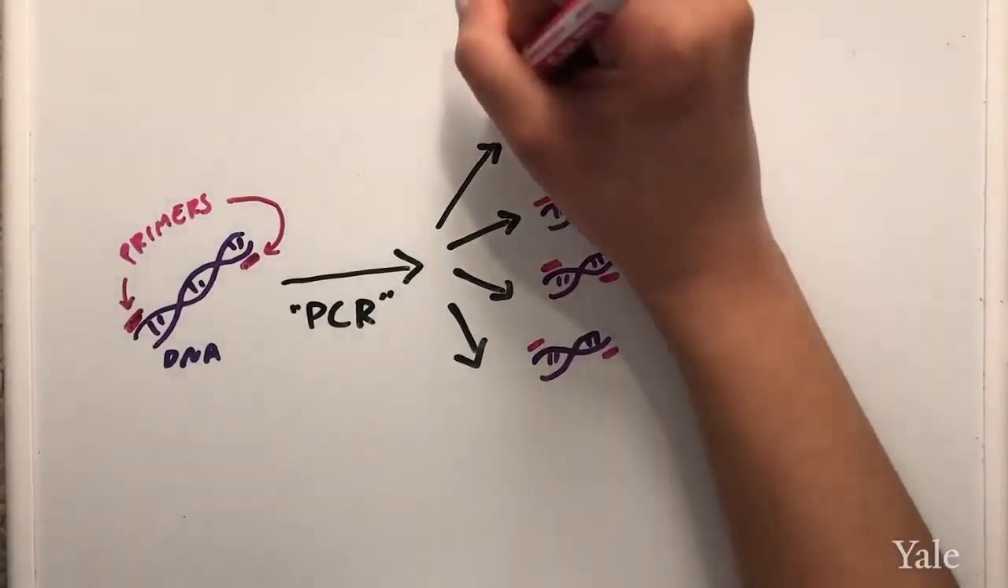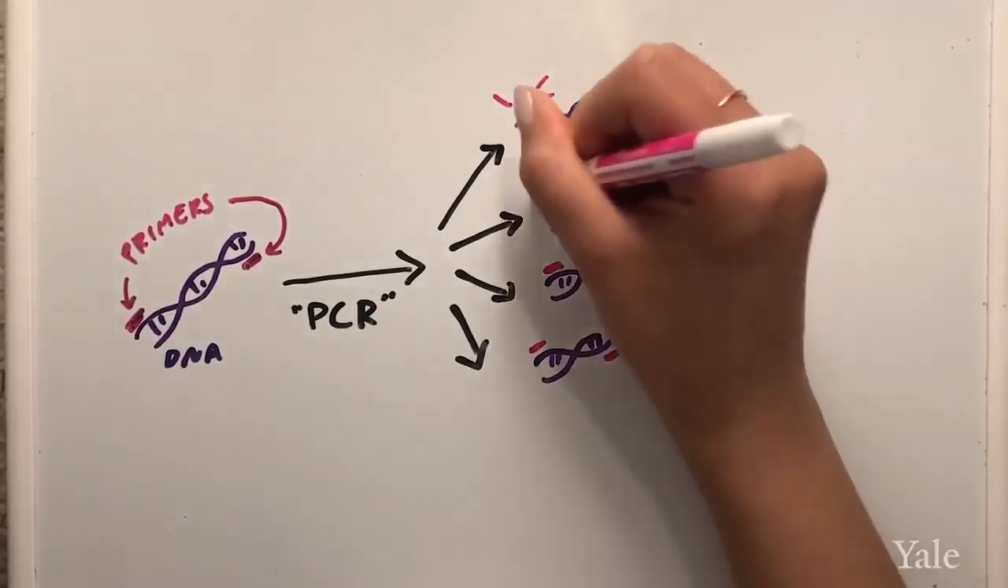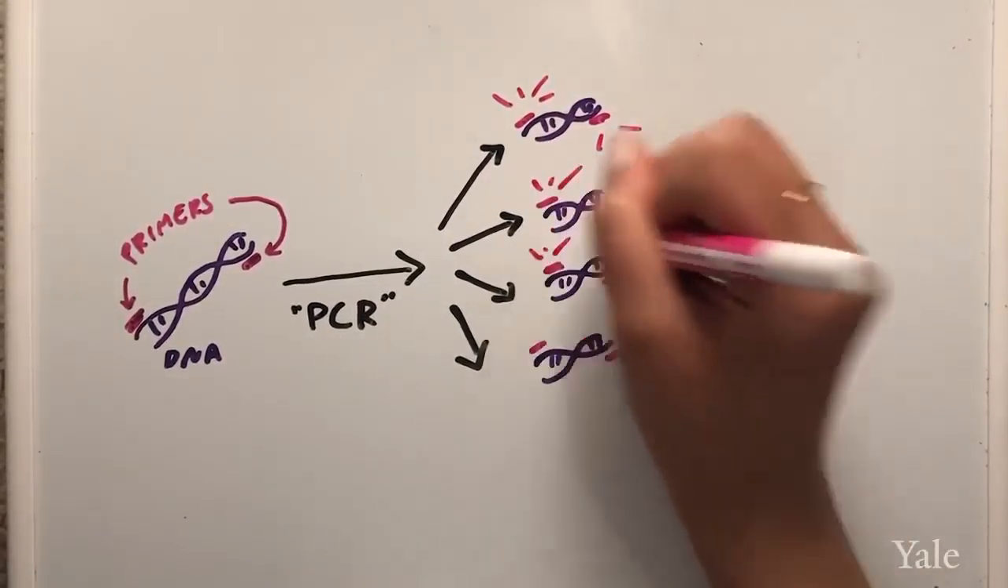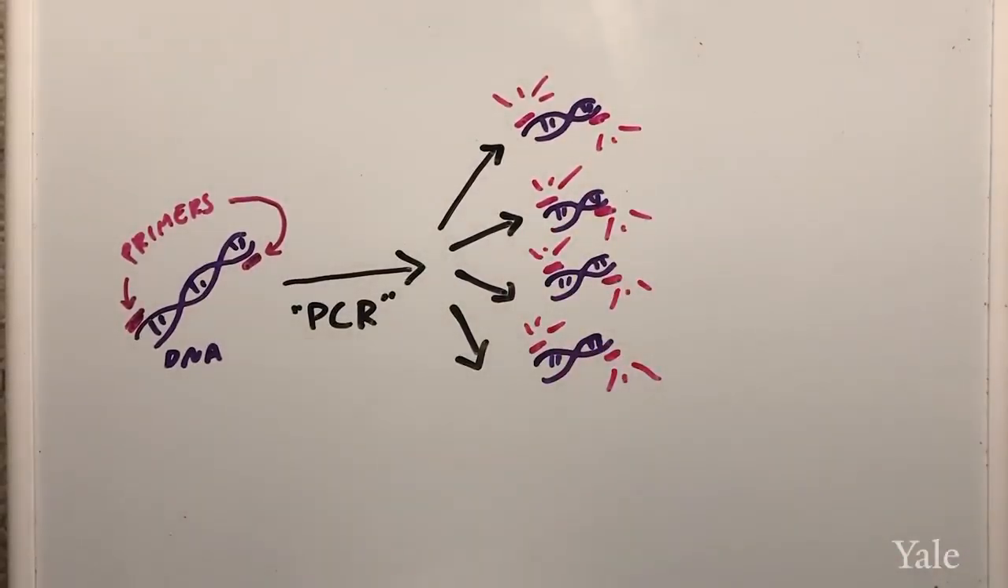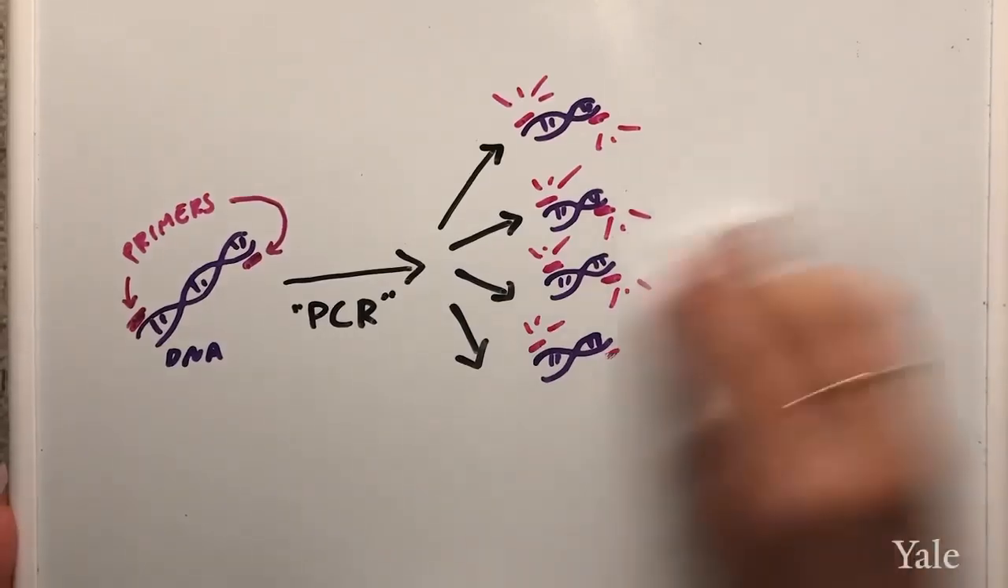Fluorescent dyes are added in the mix, and fluorescence will correspond to how much of that identifying fragment is present in the sample. Thus, the amount of fluorescence tells us the amount of virus in that sample. If there's no virus, you'll get virtually no fluorescence.